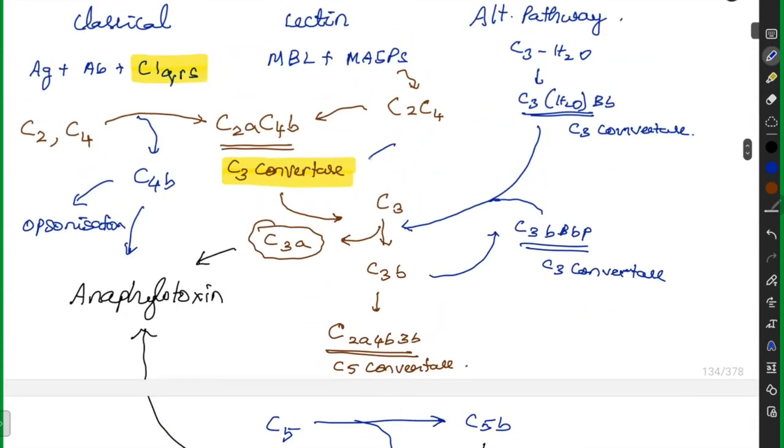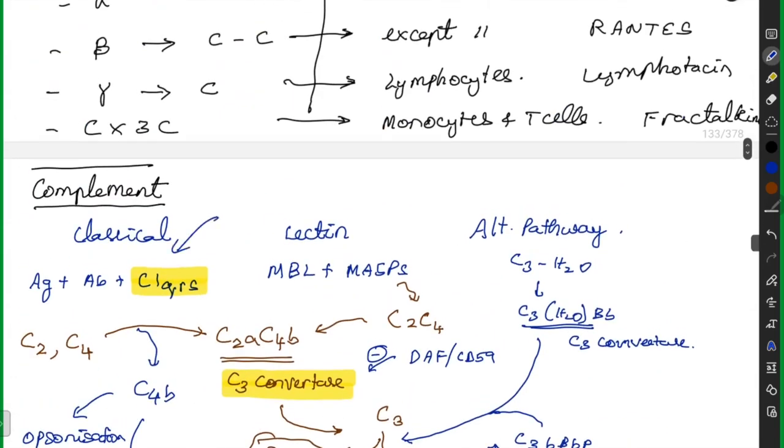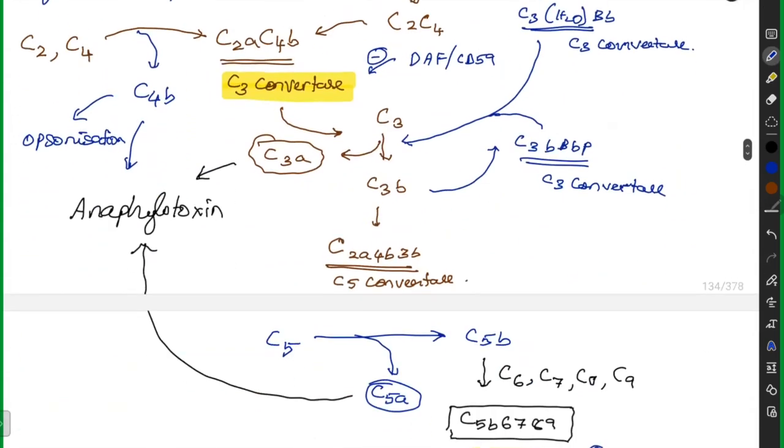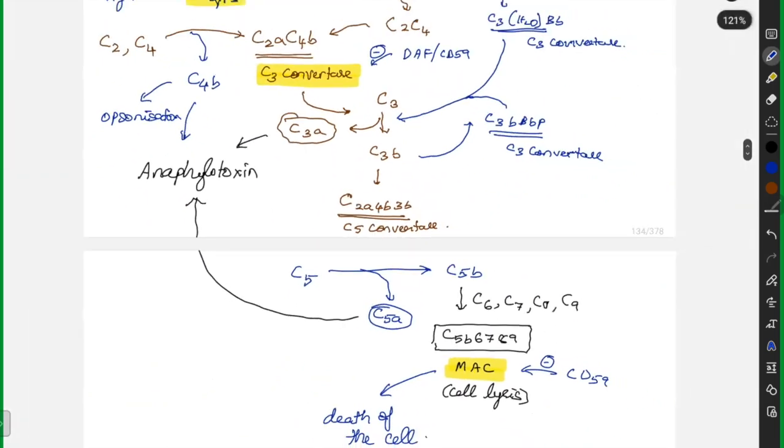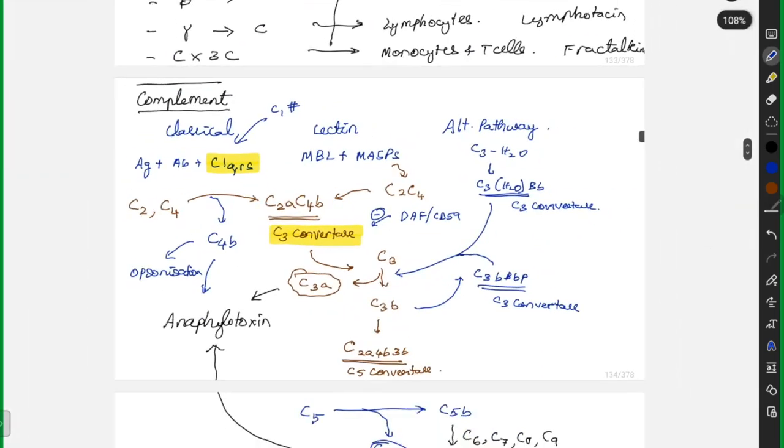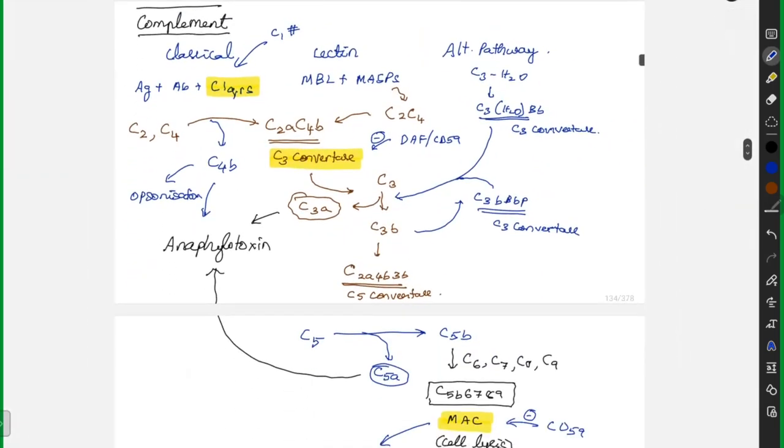So your C3 convertase is going to be inhibited by the decay accelerating factor or CD59, and your C1q can be blocked by the C1 inhibitor. Okay, so what are the diseases that are associated with the complement system? Don't worry, we will be reading the diseases in the immunology chapter. For now, remember this, that is more than enough.